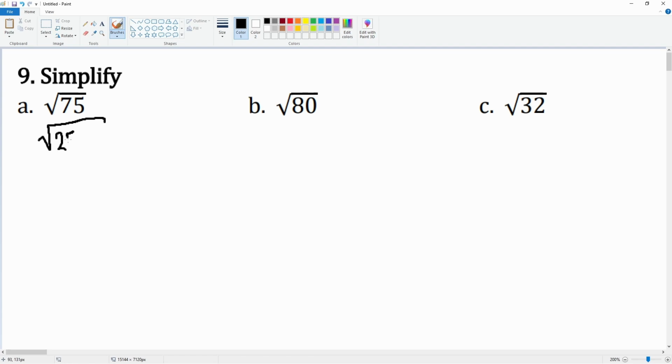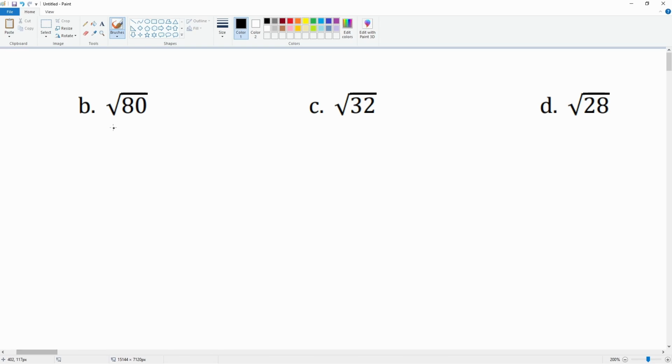So this can be 25 times 3. This splits into radical 25 times radical 3. Radical 25 becomes the number 5. Then nothing happens to that radical 3. So that would be its final answer.